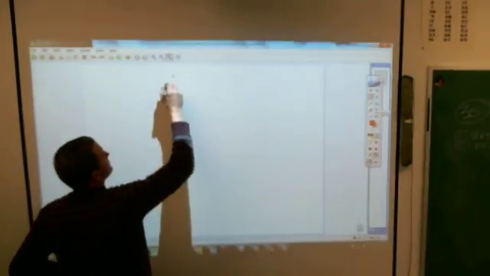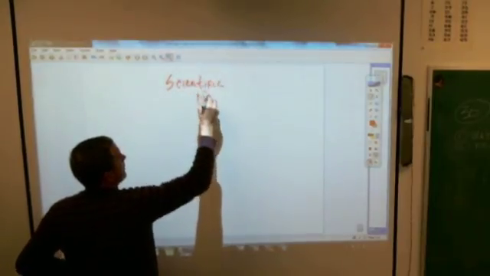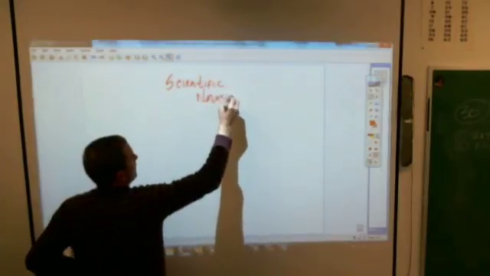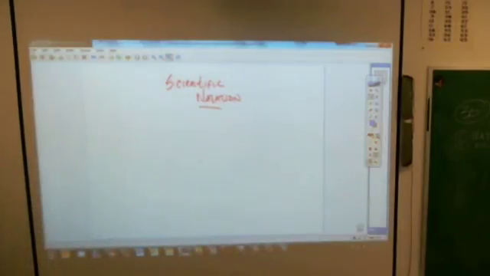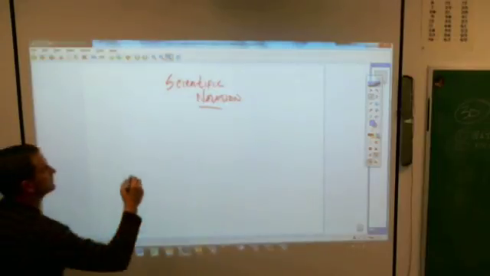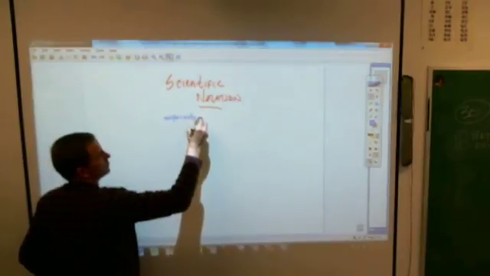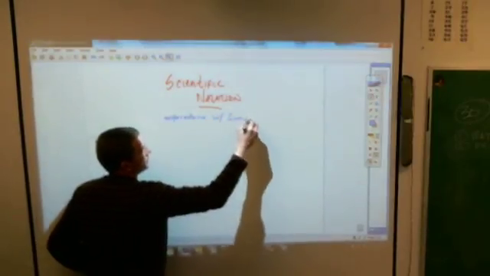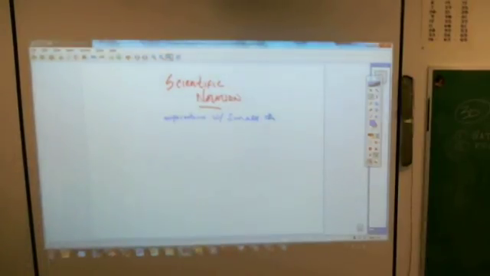Scientific notation. And the little subheading, because we've already had scientific notation, apparently, is operations with small numbers in scientific notation. We've already done this, except now we're going to start working a little bit with negative numbers. And here is, for example, a good review for us. Let's say you have this example.